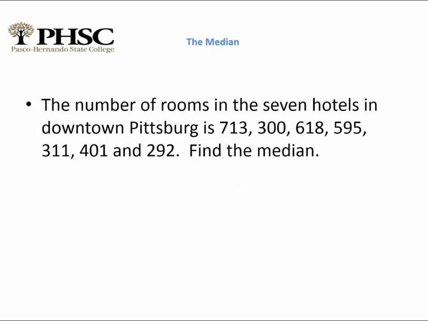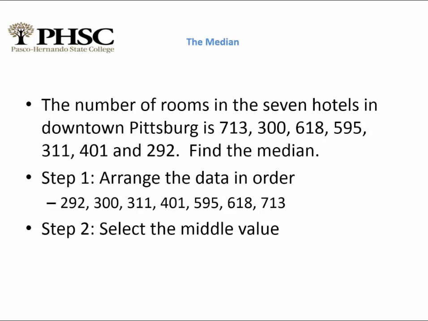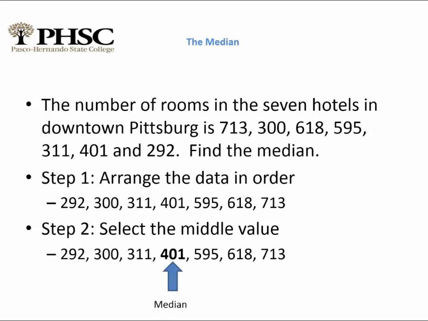So here's an example: the number of rooms in the 7 hotels in downtown Pittsburgh. Here's the raw data, and we're going to find the median. The first thing we do is arrange the data in order, either ascending or descending, it doesn't matter. Here we did it in ascending order, starting with the smallest value to the largest value. So how do we find the median? We just find the middle value. Since it's an odd number of data points, our median is just that middle value, which in this particular example is 401 rooms.